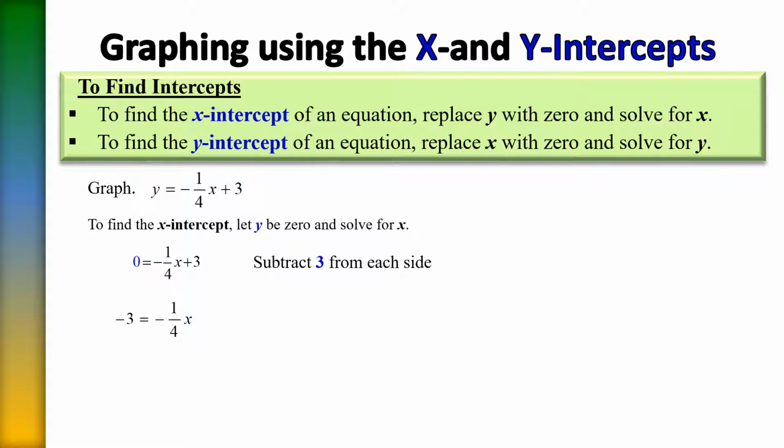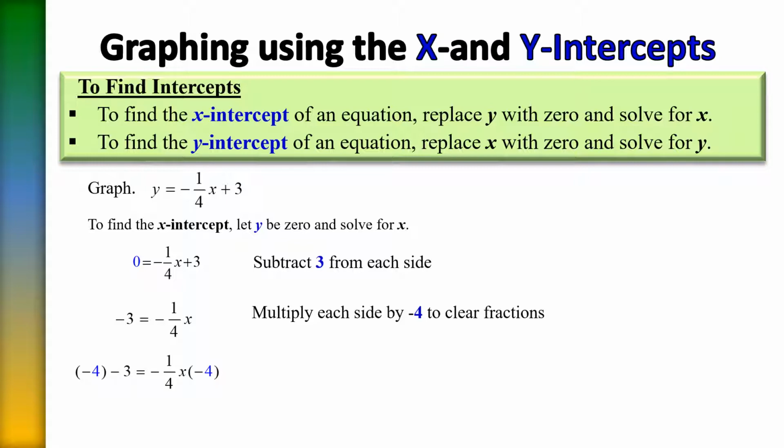Now, one thing I want to mention though, if your fraction is a negative, it would be best to multiply by the negative of that denominator. So instead of using just positive 4, let's multiply both sides of the equation by negative 4. And I'll tell you why. We're going to multiply both sides of the equation by negative 4, because remember, whatever you do to one side, you must do to the other.